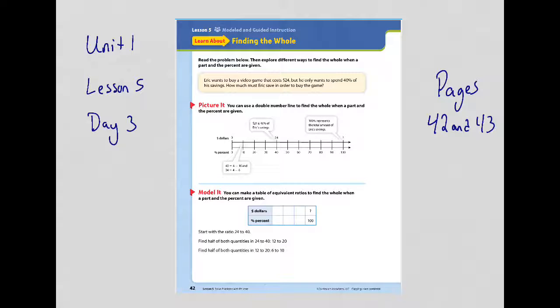Now in lesson 5, day 2, we were finding percent of a number. We were finding the part of a number that was the same as the percent. So today's a little bit different. Today they're going to give us the part of the number, but you have to find the whole amount, which is a different type of problem. So we're going to go through 2 strategies, the picture it and model it strategy, and then we're going to be working on some problems on page 43.